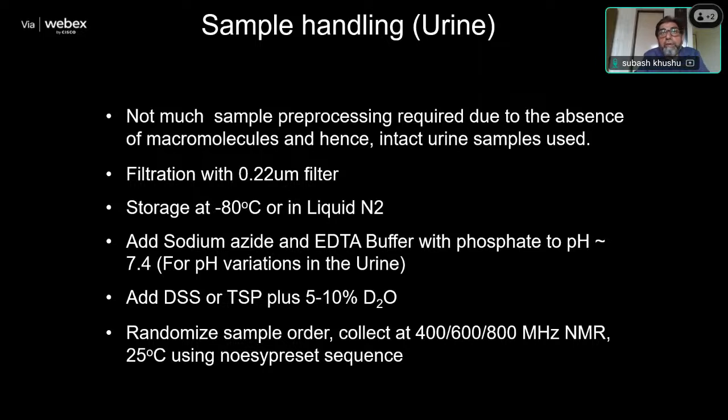Because every individual has a pH variation in the urine, it can vary anywhere between 5.5 to 7.5, and many of the metabolites are pH sensitive, so you have to have a common pH value for the sample. So you add an EDTA buffer which brings it to 7.4 pH value, and then you add a reference material, TSP or DSS, and then run the sample at different spectrometers available to you.